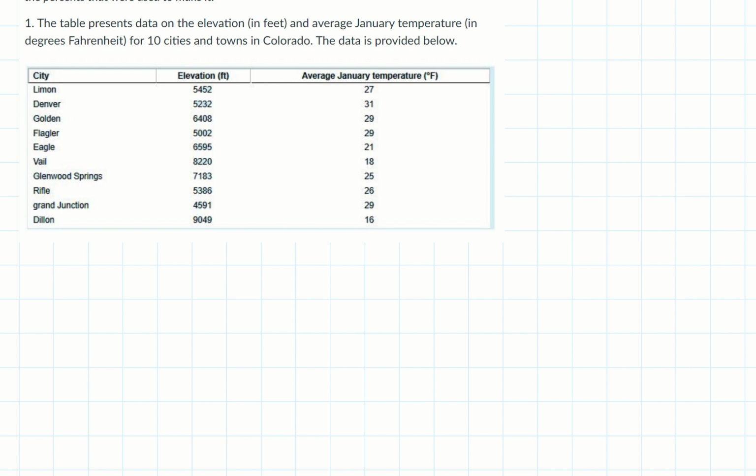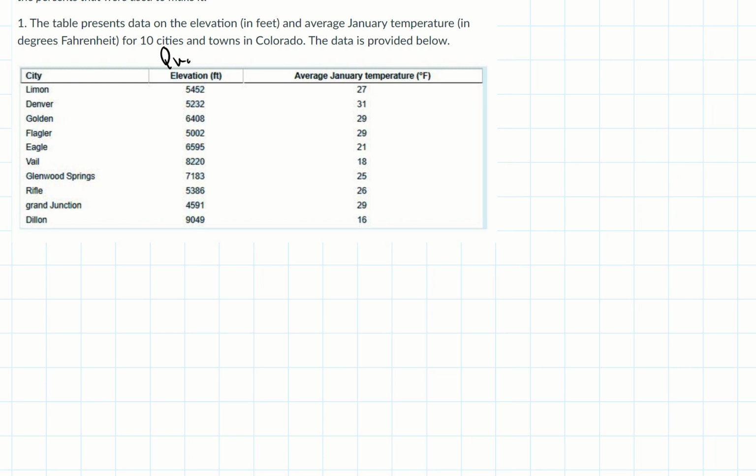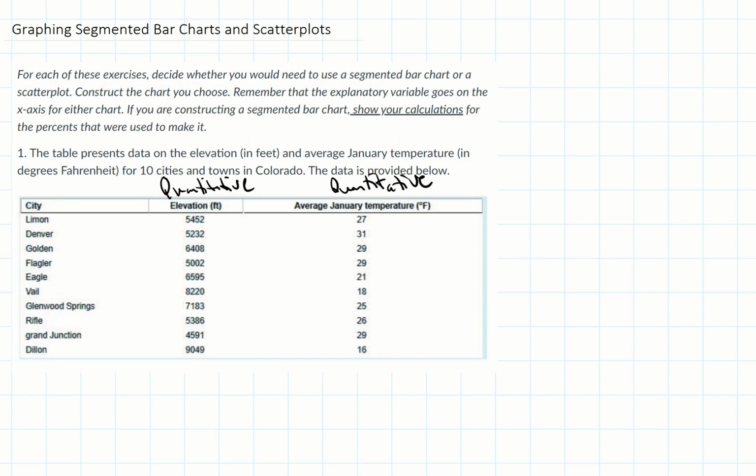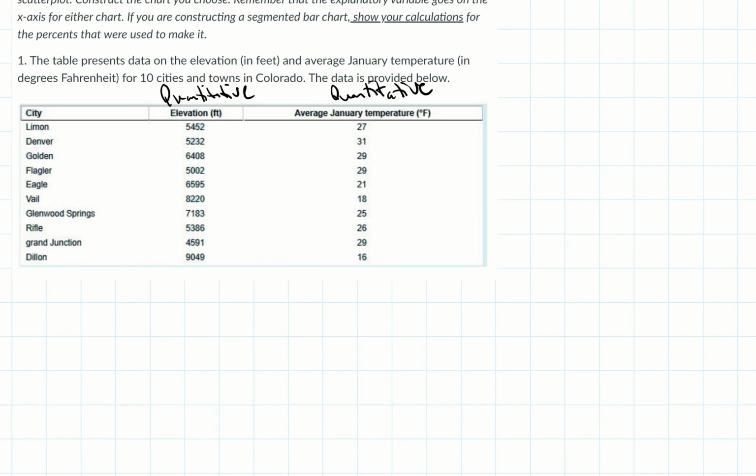So these two sets of data, they're numerically based, right? They're numbers, and so these are quantitative. This variable is most definitely quantitative, or both of them. So therefore, the chart that we're going to use is the scatterplot. The scatterplot is used to compare two quantitative variables to each other. So we need to construct a scatterplot.